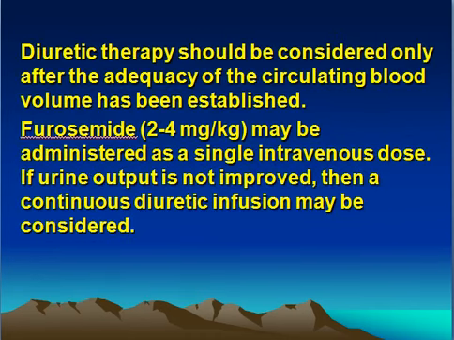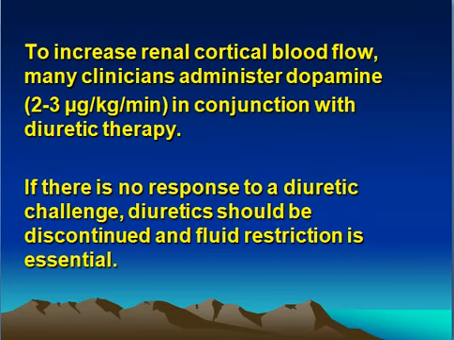Diuretic therapy should be considered only after adequacy of circulating blood volume has been established. Furosemide in a dose of 2 to 4 mg per kg may be administered as a single intravenous dose. If urine output does not improve, then a continuous diuretic infusion may be considered. To increase renal cortical blood flow, many clinicians administer dopamine 2 to 3 microgram per kg per minute, accompanied with the diuretic therapy. If there is no response to the diuretic challenge, the diuretic should be stopped and fluid restriction is essential.